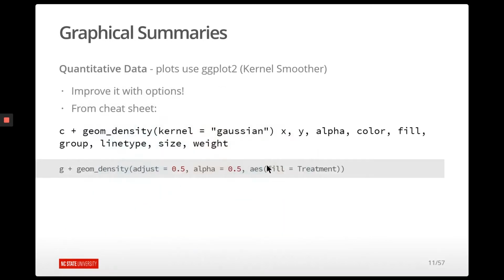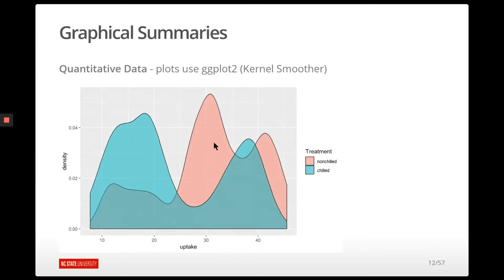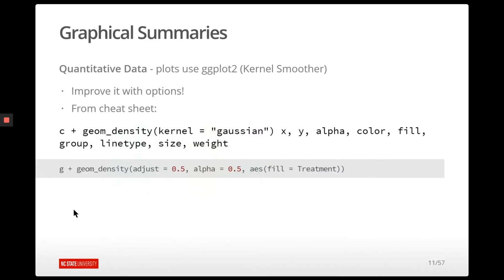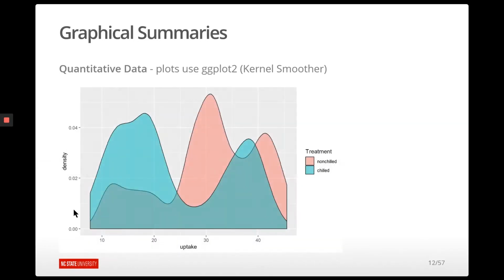And the reason I'm doing that is because I'm actually going to fill in based off of the treatment. And so this is going to create essentially two different kernel smoothers, right? So one for the treatment, the non-chilled group, and one for the chilled group. And so by doing the alpha 0.5, I can sort of see through and make sure that I can see both of those smooth distributions. And lastly, I'm doing adjust of 0.5. That's just to slightly adjust where these things are located. So this is now a much better looking kernel smooth graph. And again, the nice thing about ggplot2 is that it automatically creates labels and things for us.